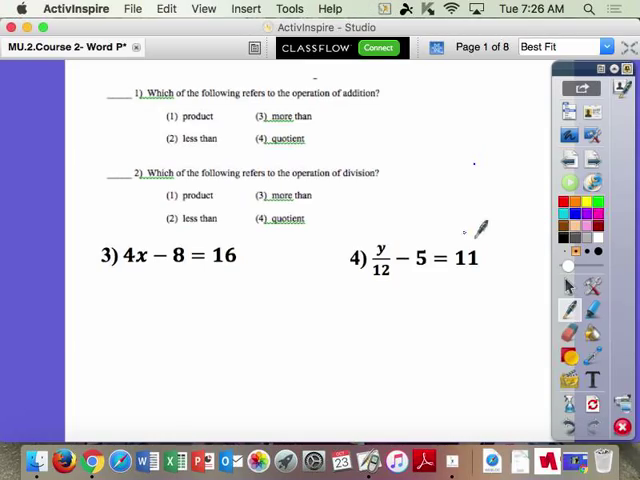All right, are we ready? It says, which of the following refers to the operation of addition? Product, less than, more than, or quotient? You should have "more than" circled.